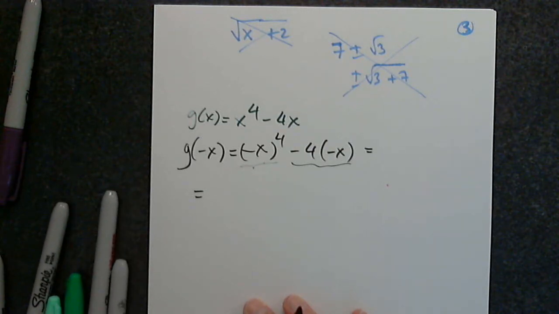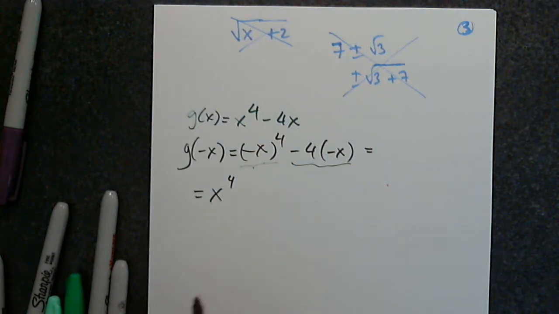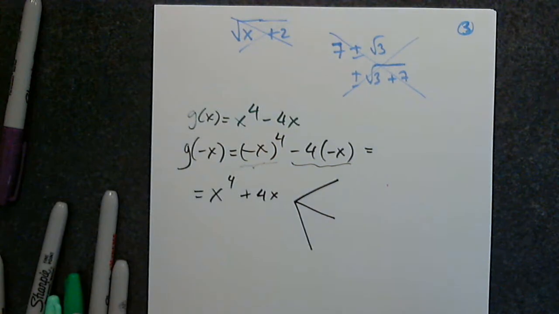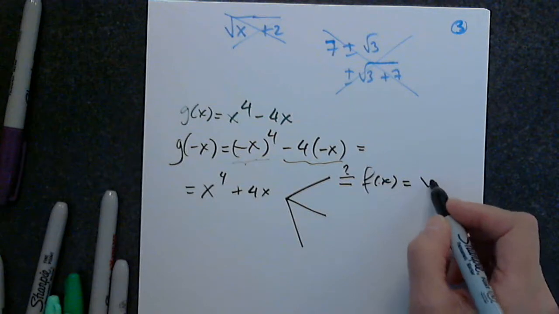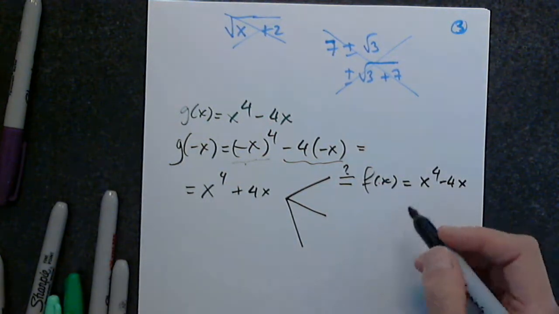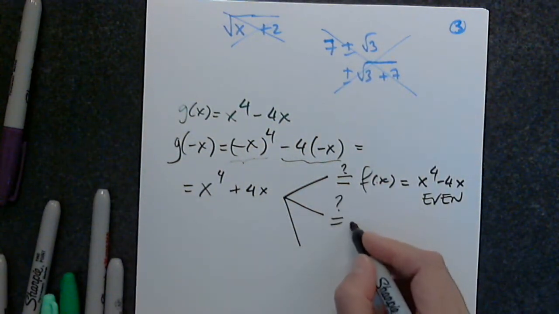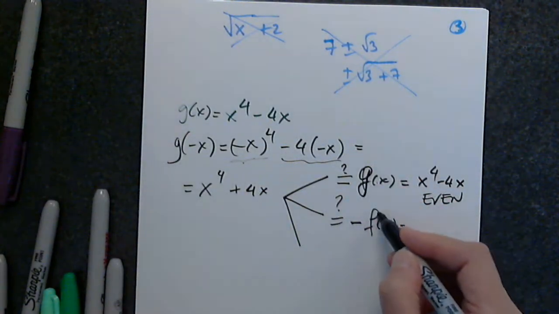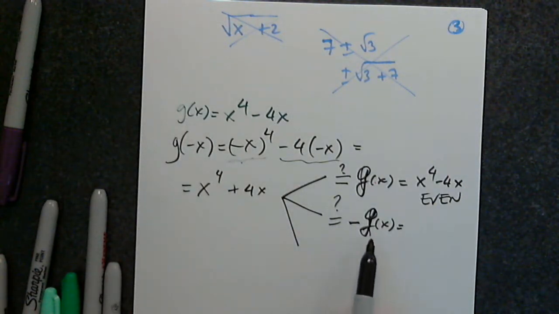Careful. 4 negatives. Positive, very good. x to the 4th, and then plus 4x. Perfect. Now remember, we have 3 questions to answer. Does this equal the original function, which is x to the 4th minus 4x? If you say yes, then we will conclude that the function is even. Does this equal the opposite of g of x? Oh, I'm sorry, it's g of x. I'm used to writing f so much. Okay, so how do I get negative g of x?